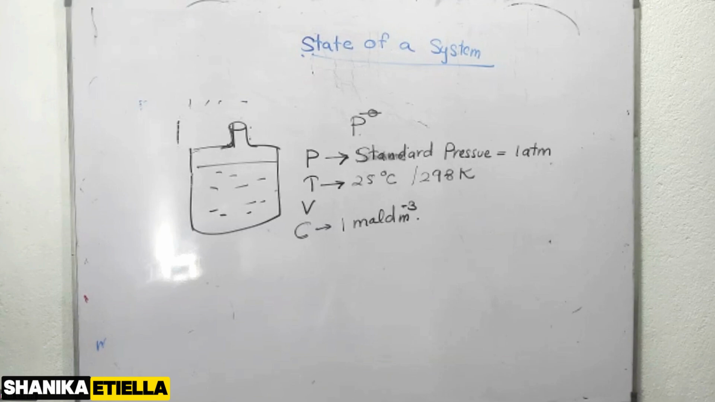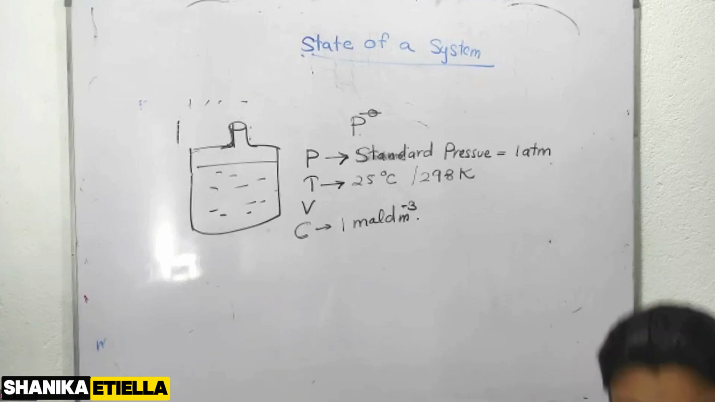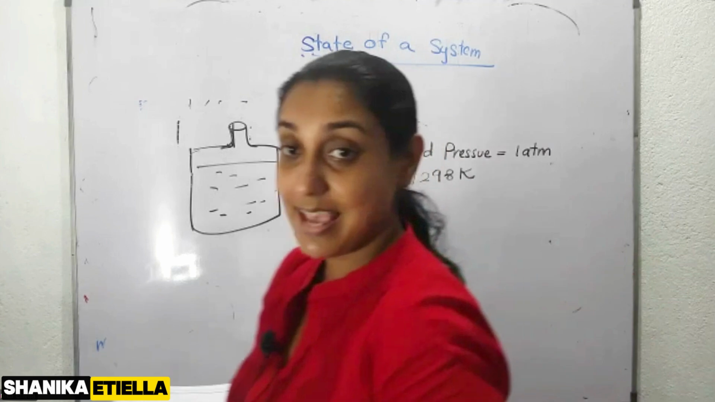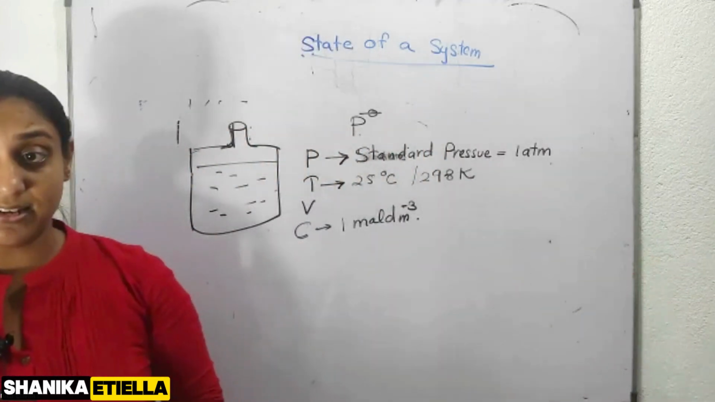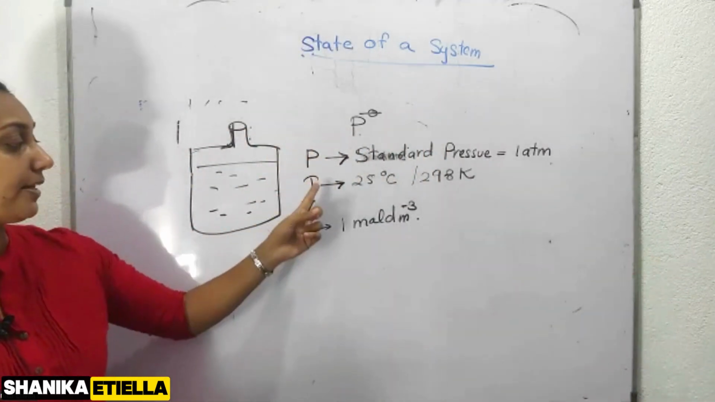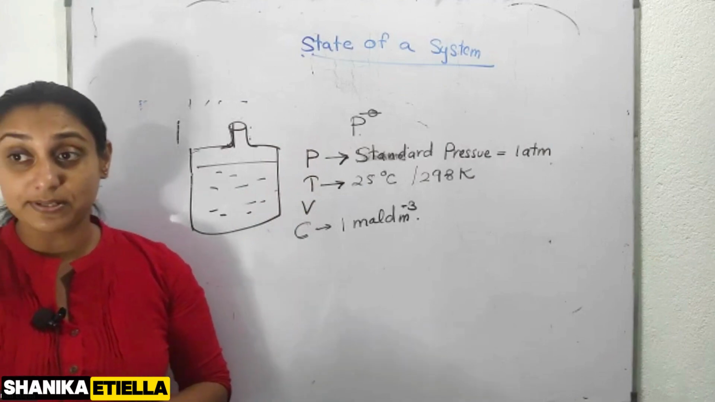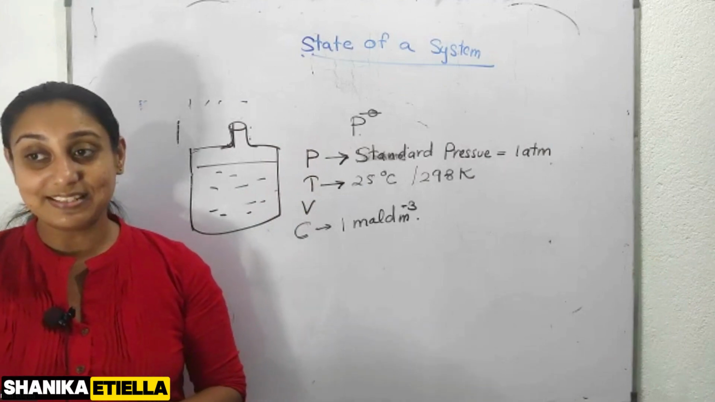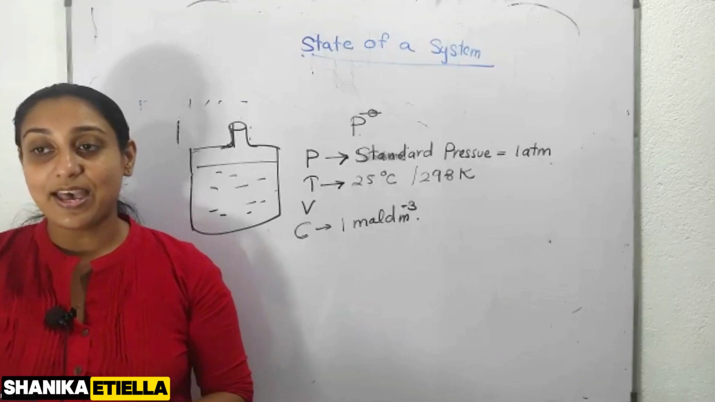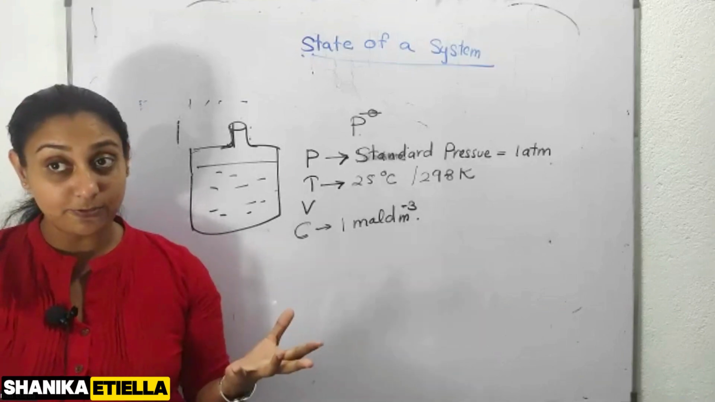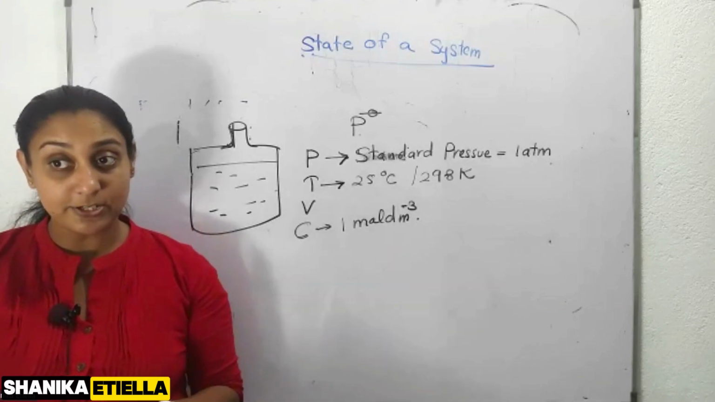Okay, then, so far we have covered the state variables and the standard state of the system. Standard state means the pressure, temperature, and concentration of the system, which we use to describe a system with standard values, for the initial state and the final state of the system.